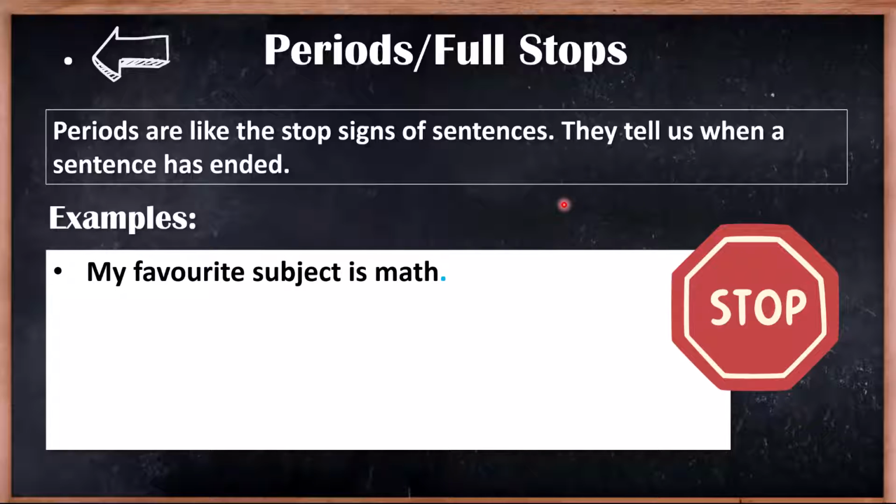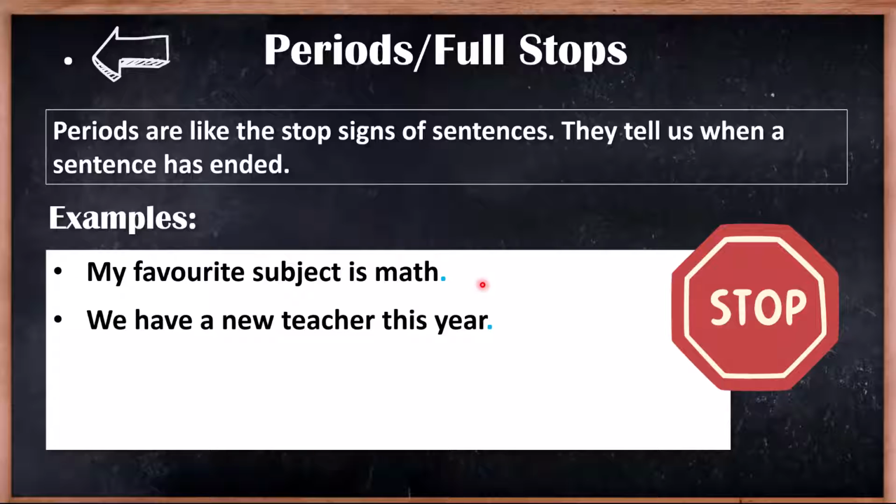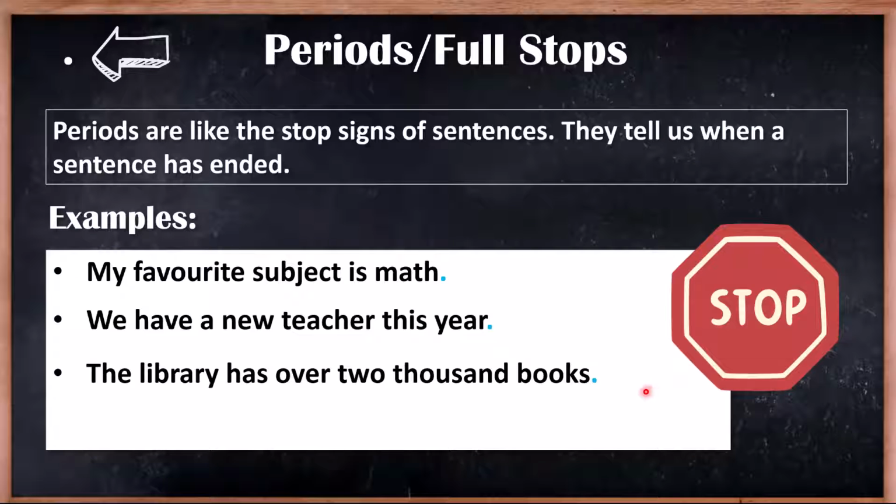So for example, my favorite subject is math, period. We have a new teacher this year, period. The library has over 2,000 books, period. School starts at 8 o'clock, period. All of these are declarative sentences. They are statements that we are making.